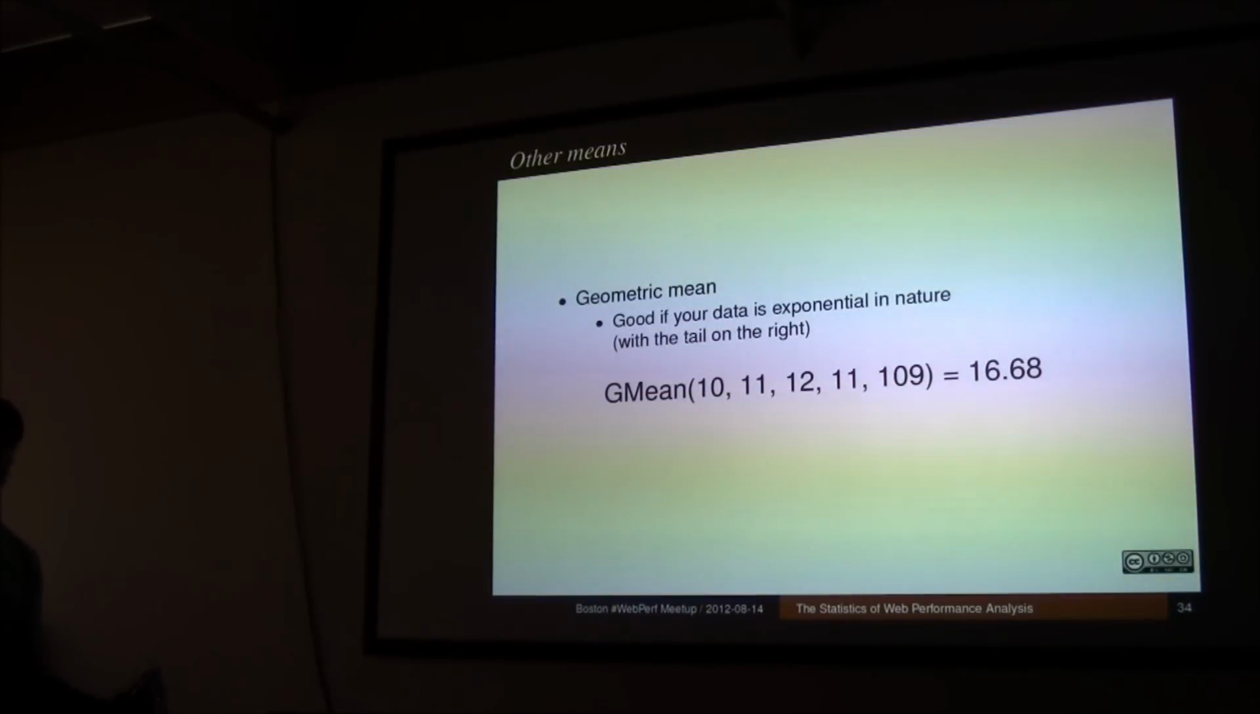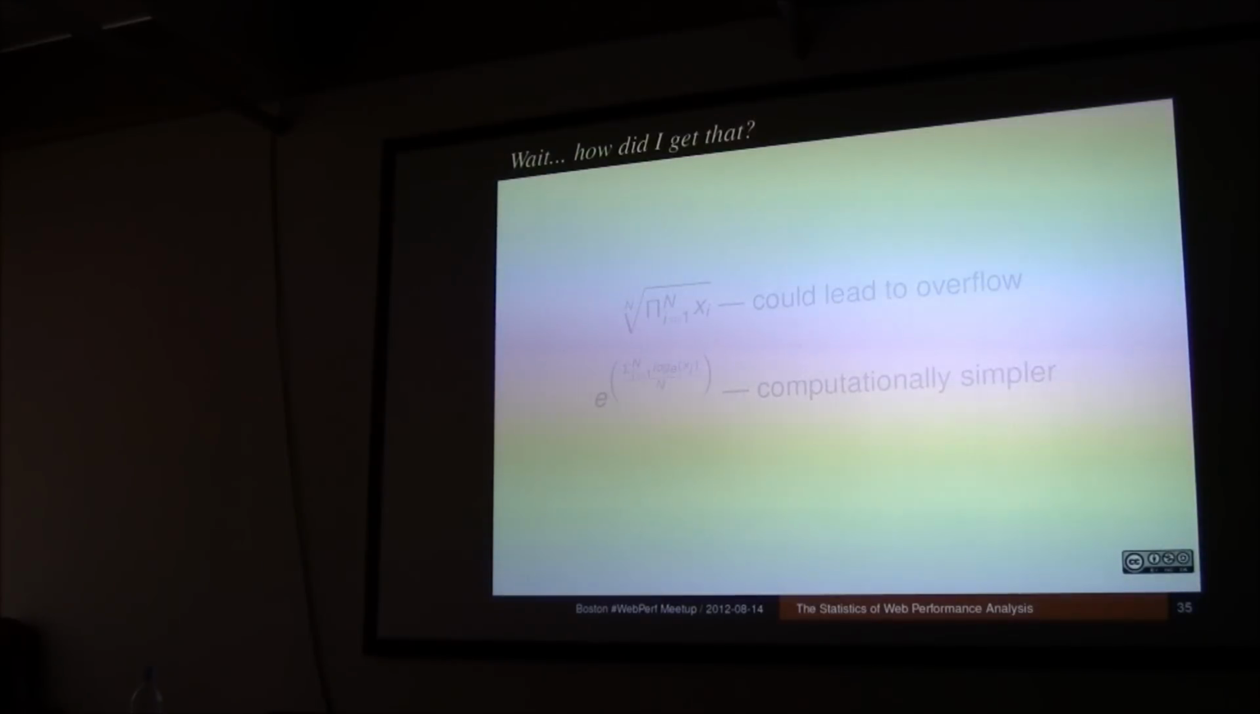And then there's the geometric mean. Just like the arithmetic mean is the sum of all numbers divided by the total number of numbers, the geometric mean is the product of all numbers, taking the nth root of that product. I'll show you the formula right now: the nth root of the product, i equals 1 to n, of xi. The problem with this is it can lead to overflow.